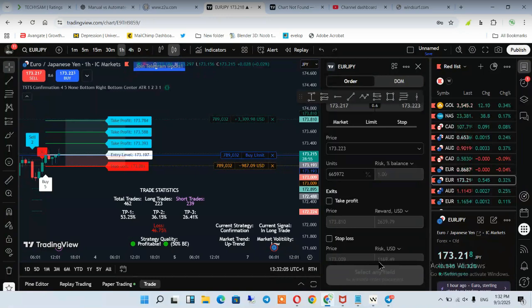So our SL is 173,001. And our TP3 is 173,784. So 1 to 3 is set for that.